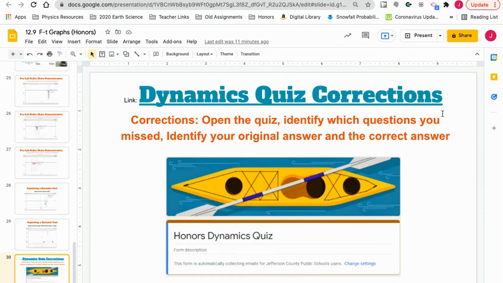Identify that question in some way. They're not numbered and they're out of order, so please make sure that I know what the question is. You don't have to write out the entire question, but write it in such a way that I'll know which question it is. Identify what your original answer was, and then what the correct answer is, and have that for Monday. You can do it in your notebooks. You can submit it to me, share it with me, or you can just wait till Monday and hand those in to me on Monday.